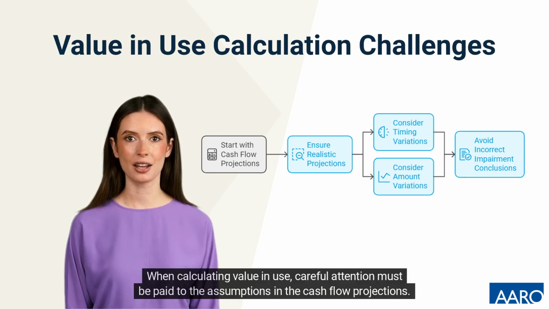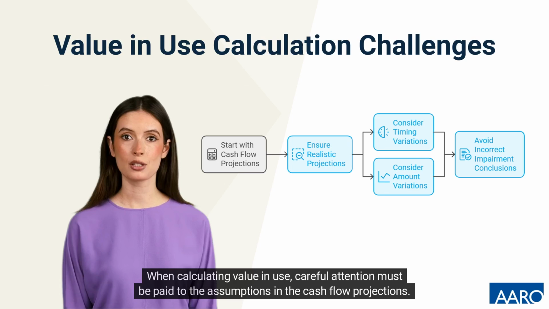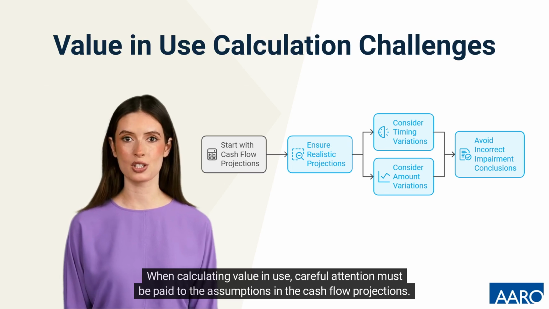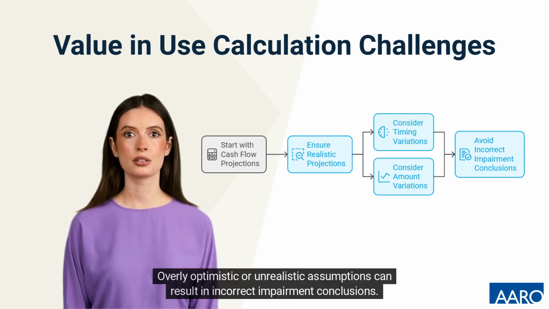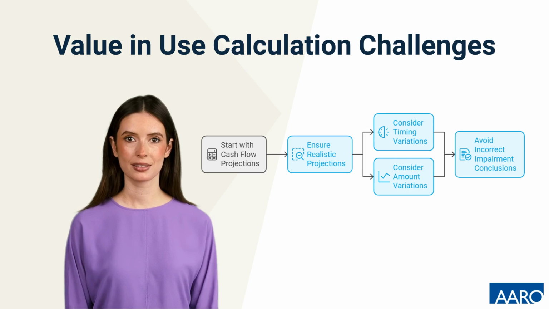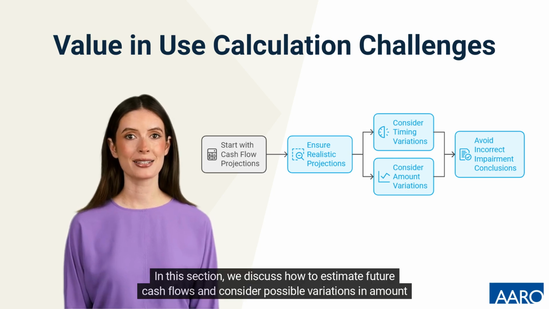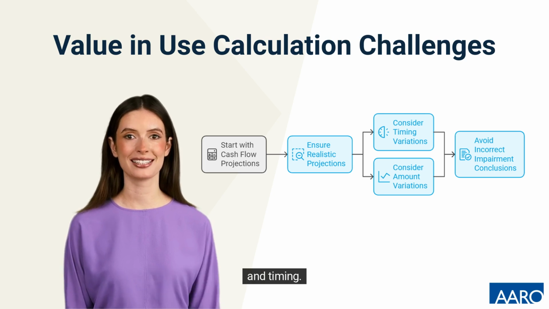When calculating value in use, careful attention must be paid to the assumptions in the cash flow projections. Overly optimistic or unrealistic assumptions can result in incorrect impairment conclusions. In this section, we discuss how to estimate future cash flows and consider possible variations in amount and timing.